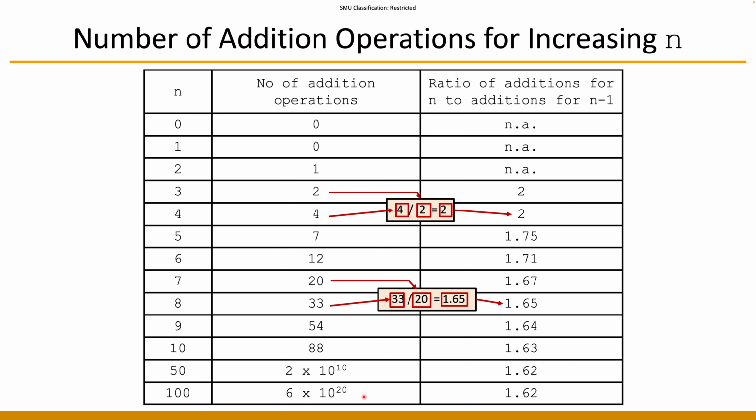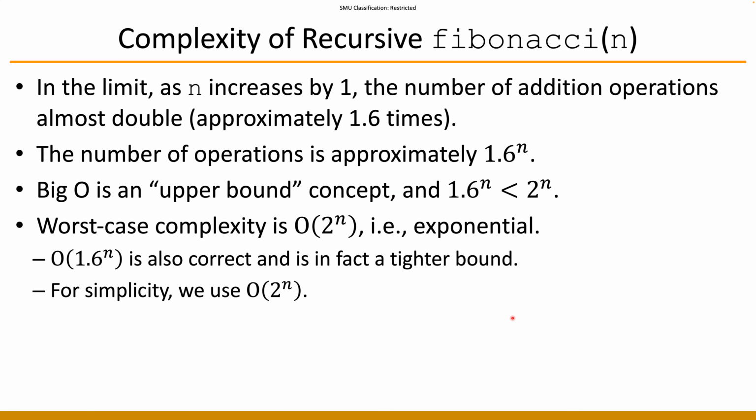But here you can see the reason why it's growing so fast: if you divide two consecutive numbers of addition operations, they have a ratio. This particular ratio converges towards 1.62. It means that, roughly speaking, if you increase your n value by 1, it's not exactly double, but almost a doubling of the addition operations. So that is the issue, right? It's not quite 2 to the power of n, but it's close to 1.6 to the power of n. It is still exponential, right?